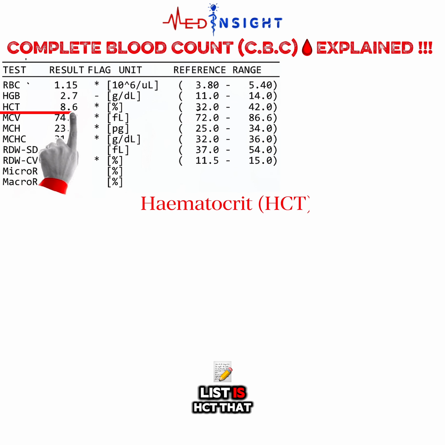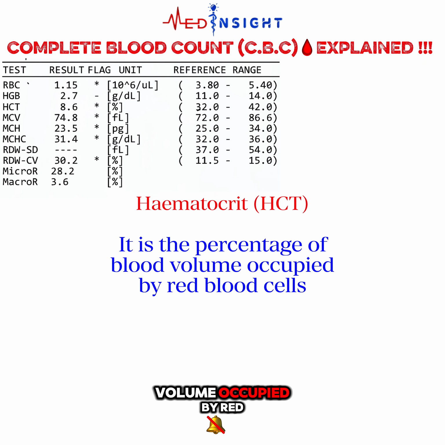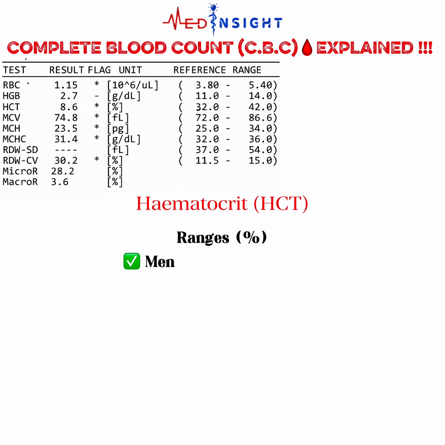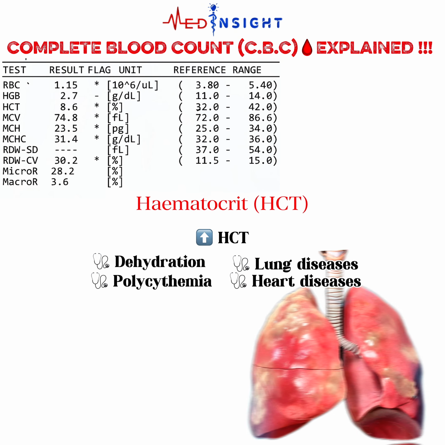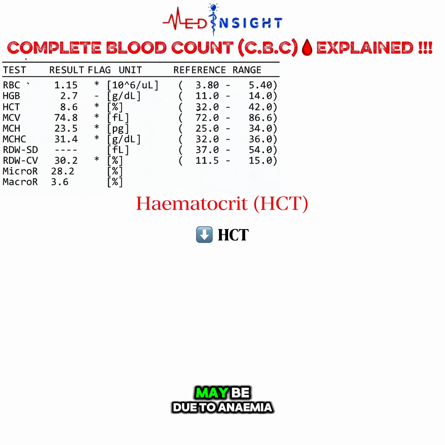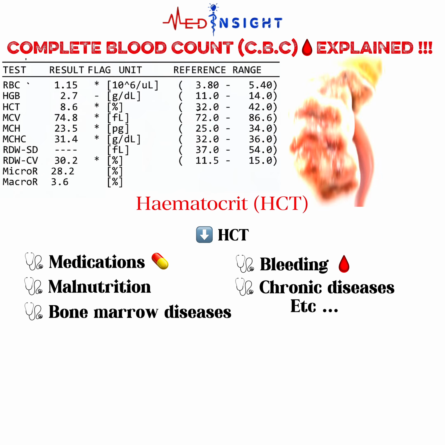The next on the list is HCT, that is hematocrit. It is the percentage of blood volume occupied by red blood cells. High HCT suggests dehydration, polycythemia, lung or heart diseases. Low hematocrit may be due to anemia from certain medications, from nutrition, bone marrow diseases, bleeding, or chronic diseases.